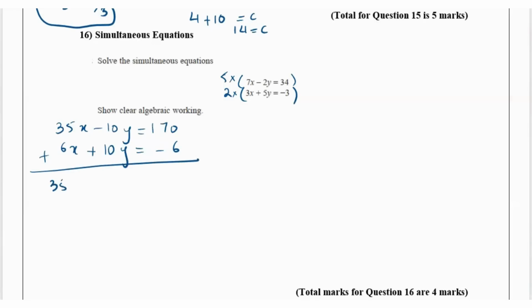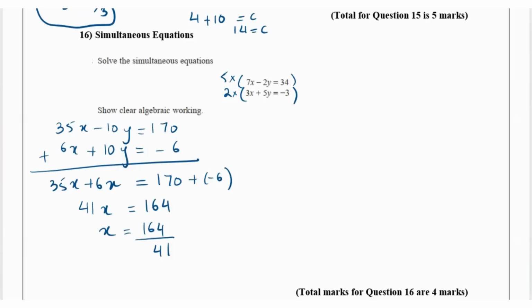So for us to get rid of y, we can add the two equations. So 35x plus 6x, negative 10y plus 10y is 0, and then 170 plus negative 6. So 35 plus 6 is 41x, and 170 minus 6 is 164. So x is going to be 164 divided by 41, which gives us 4.